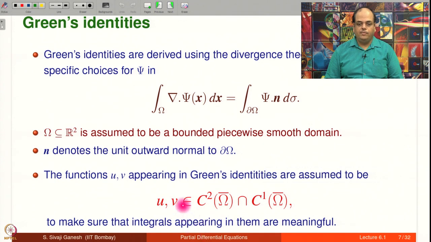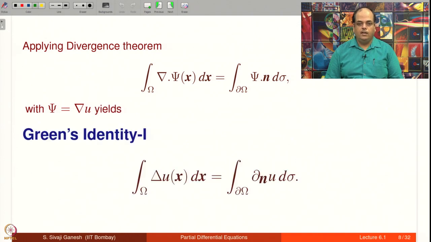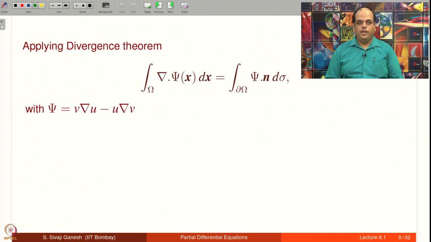It will be very clear from the context. These hypotheses are made so that it is valid for all Green's identities. For some of them we do not require all the hypotheses. So now if you apply the divergence theorem with psi equal to grad u, what we get is called Green's identity 1. So divergence of psi is now divergence of grad u, that is Laplacian u, and grad u dot n is precisely the normal derivative of u, dou n u. So this is Green's identity 1.